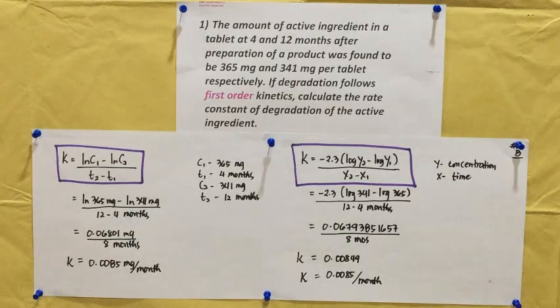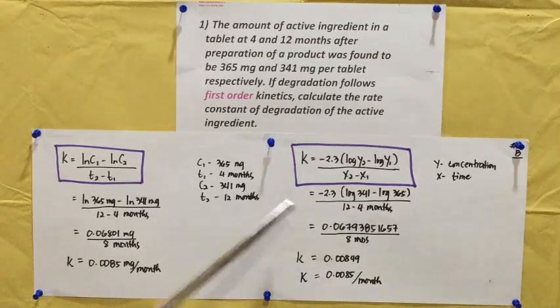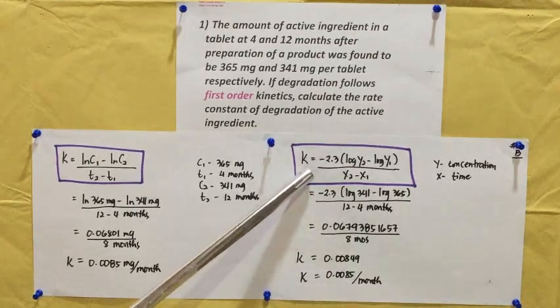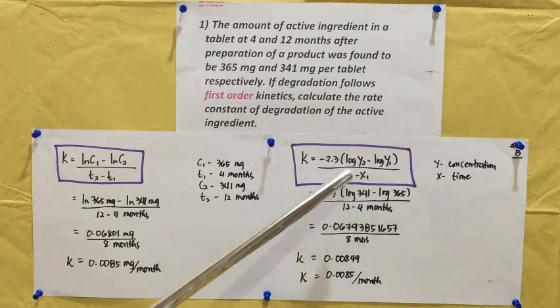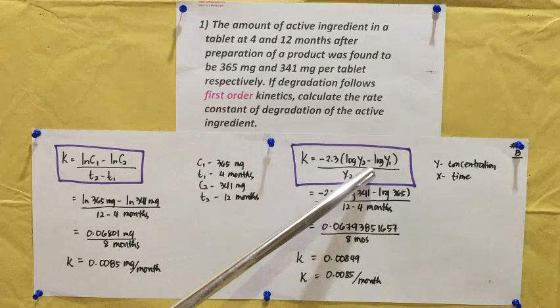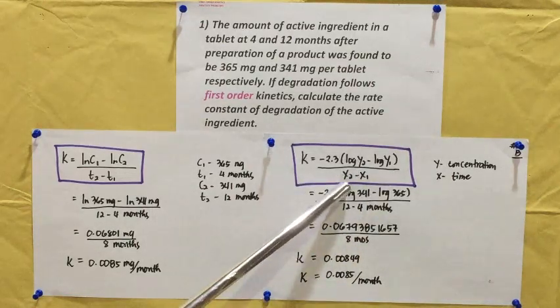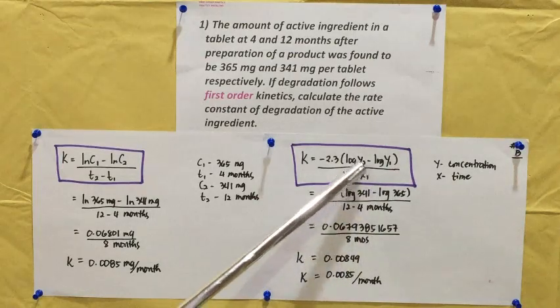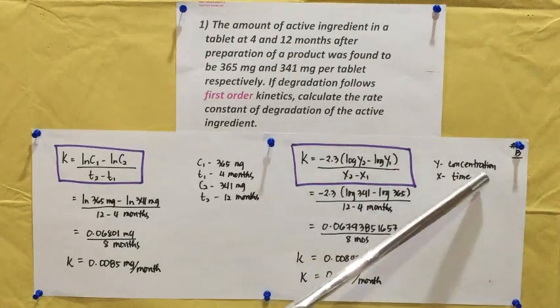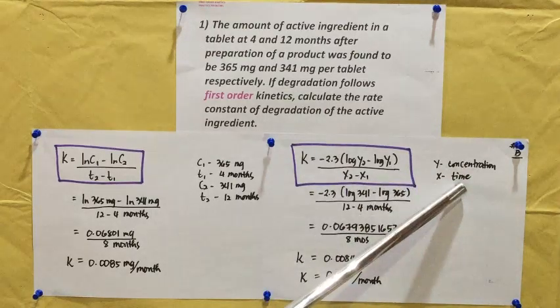There is also another way of finding the rate constant of degradation of first order kinetics with a different formula. So the formula is K is equivalent to negative 2.3 times the log of y2 minus the log of y1 divided by x2 minus x1. The y here means the concentration and x represents time.